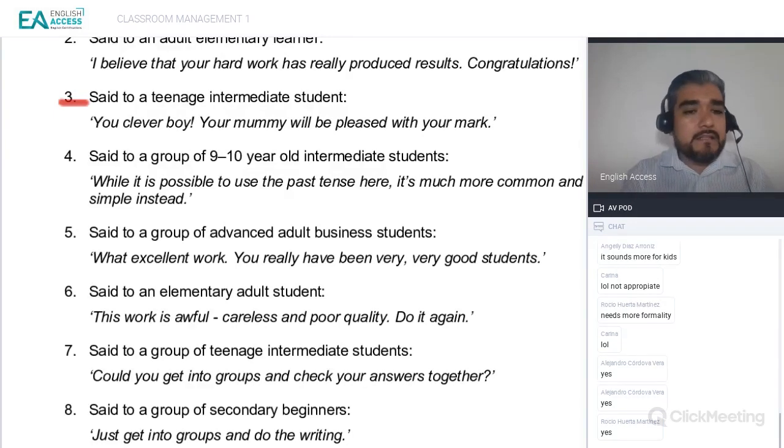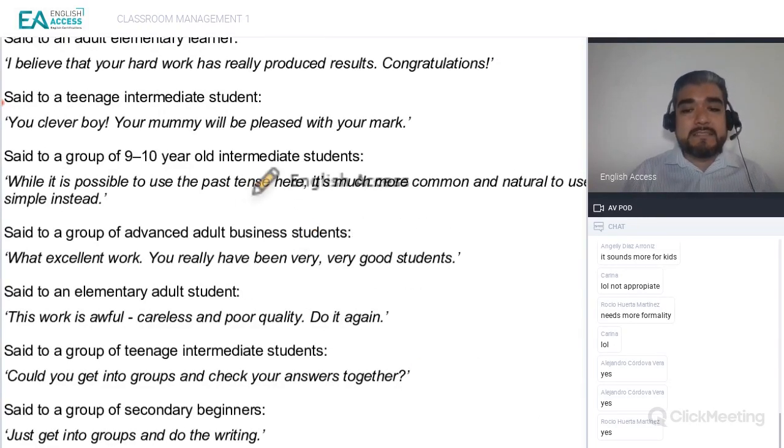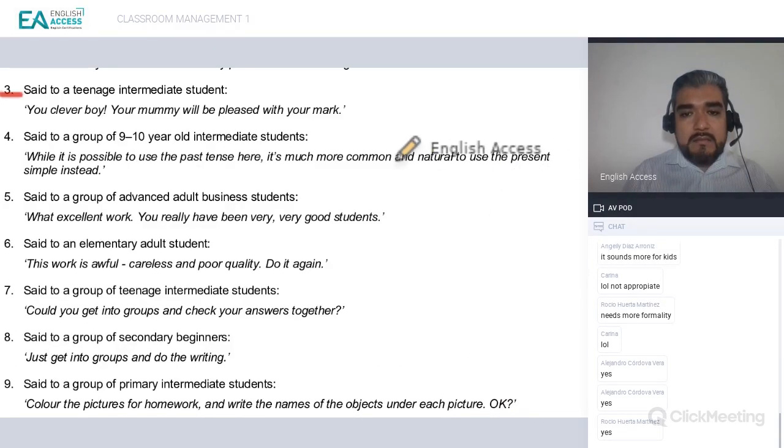Okay, so we said that is inappropriate. Number 4 says, set to a group of 9 to 10-year-old intermediate students. And the teacher says, "While it is possible to use the past tense here, it's much more common and natural to use the present simple instead." What do you think? Is this appropriate for 9-year-old students, intermediate level?